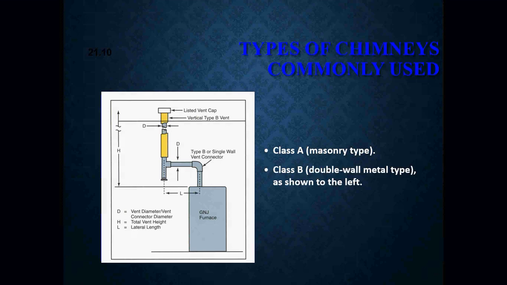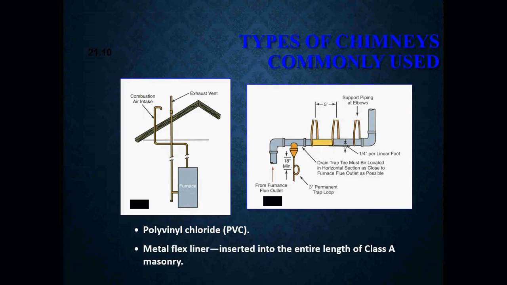You need to make sure that you understand and know what type of chimney you are dealing with. A Class A chimney is usually masonry. A Class B is your double wall metal type, as you see here on the left. You also will see on your high efficiency furnaces, they are going to be made of PVC. You may also be running into metal flex liners, and those are going to be inserted into the entire length of a Class A masonry chimney.